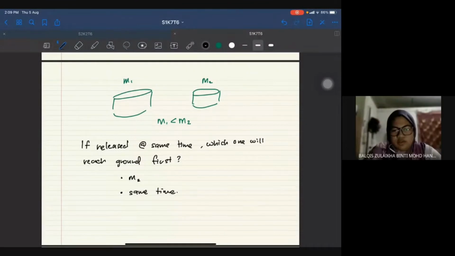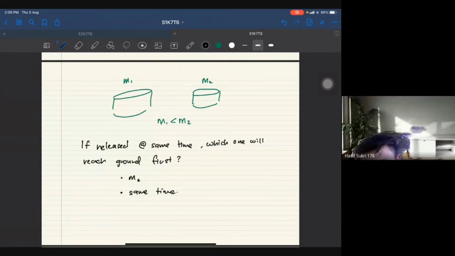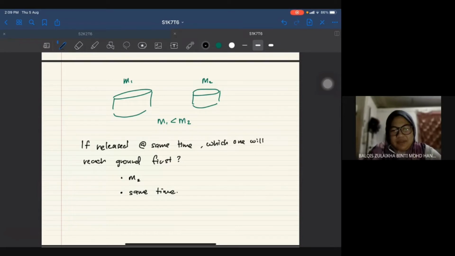Gajah. Gajah dulu sampai. Kenapa? Sebab dia berat. Sebab dia lompat tak tinggi. Basically sebab dia berat lah. Tinggi, so dia lambat-lambat. Okay, interesting.